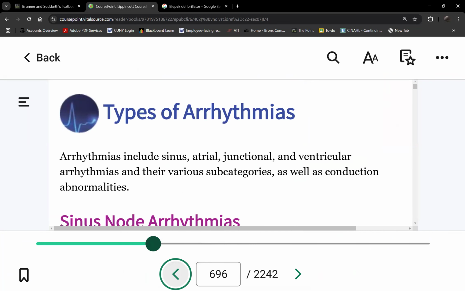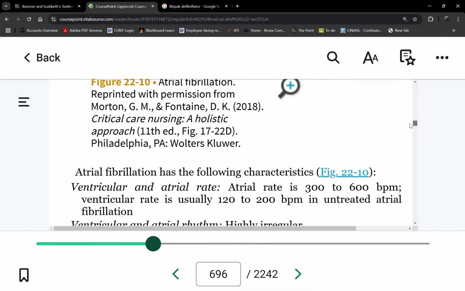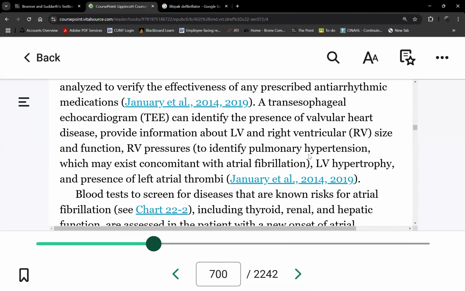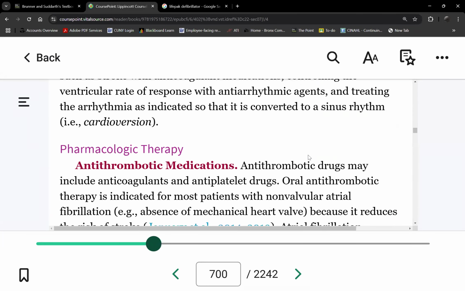Okay, let's finish AFib, and that would be it for today. I know A flutter, because they're really identical.